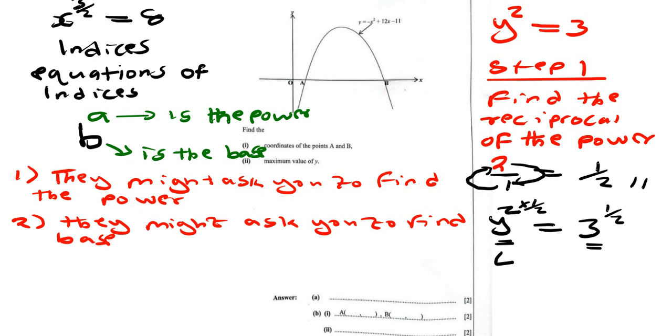So now what happens after you do that? You realize that 2 times 1 over 2 is 1, so you just remain with y is equal to, then it means you are finding the root of 3, and I can leave it like that since it's paper 1 and you don't need the calculator.